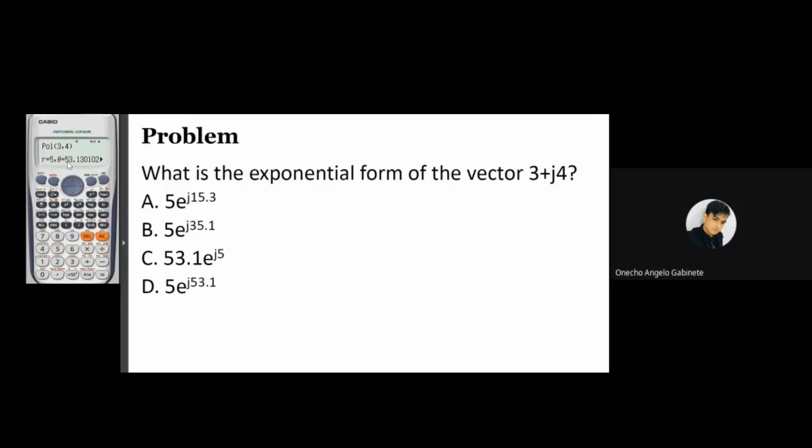Ano nga po yung exponential form? Engineer Christian James. Sir, Z equals to r e raised to j theta. Very good. So therefore, anong magiging sagot mo sa problem natin? D po. Okay, thank you. Very good.